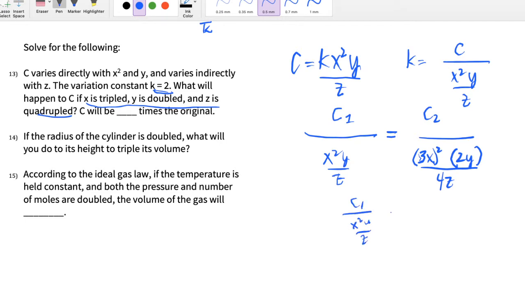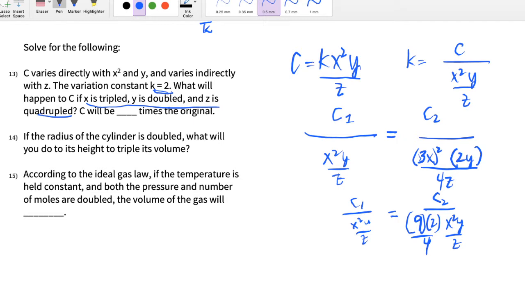is equal to, ilabas natin yung coefficients natin. We will have C2, 3 squared, 9. Meron kang 2, and meron ka rin 4. X squared y over z. Okay, naka-follow ba? Nilabas ko lang yung coefficients na 3 squared, itong 2, at itong 4.